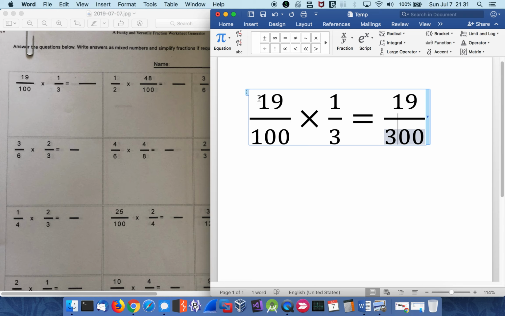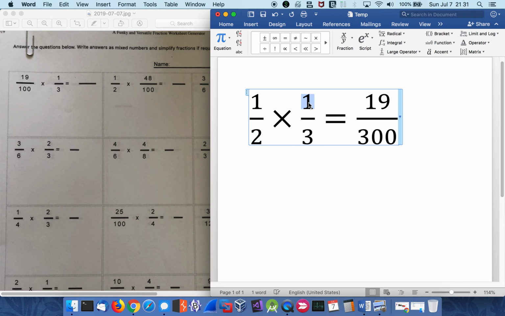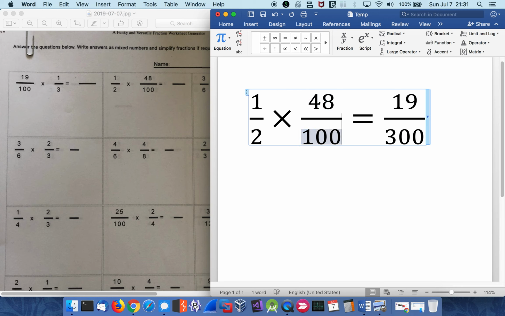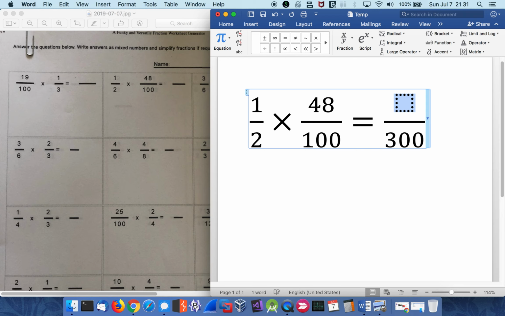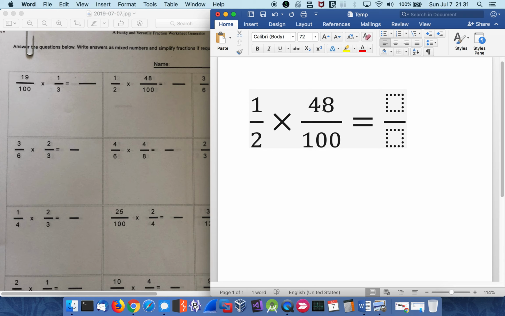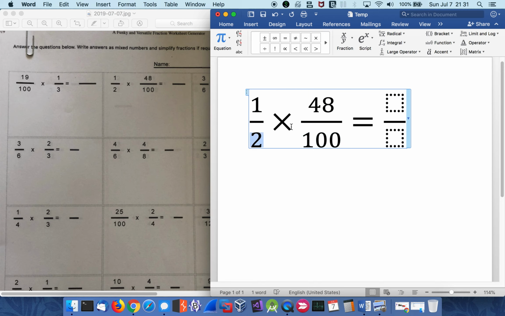Alright, if you want to try it, we can try it now. So let's do 1 over 2 times 48 over 100 equals something over something else. The way I would do this is I can see right away that this is not simplified, but I also see that I can cancel this 2 and this 48. Well, not exactly cancel, but I can take this 2 and change it to a 1. So I'm going to divide this 48 by 2. When I do that, I turn that into a 1, and I divide this by 2 to get 24.